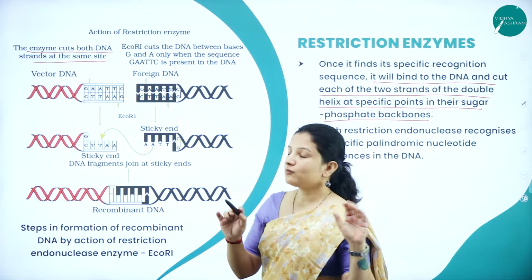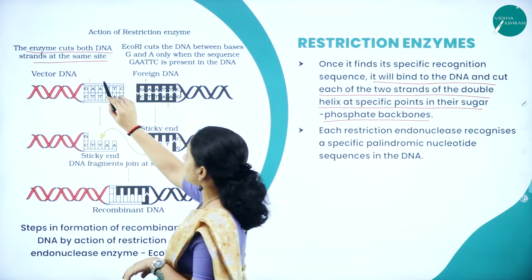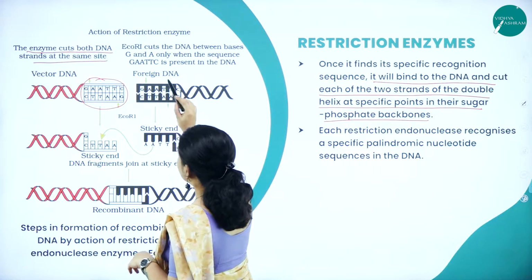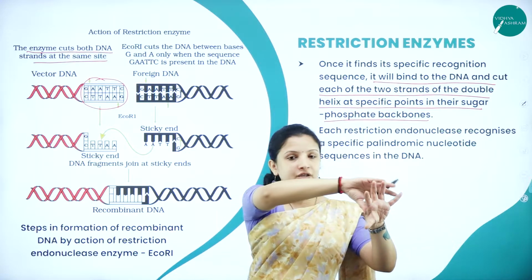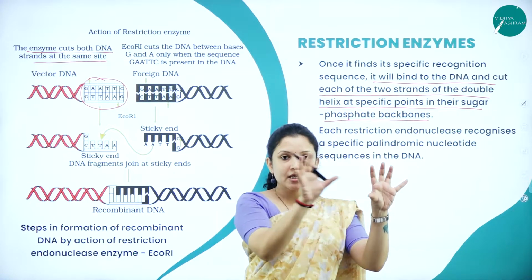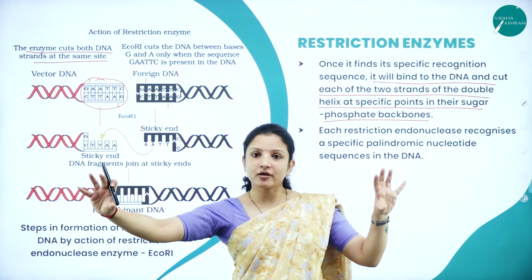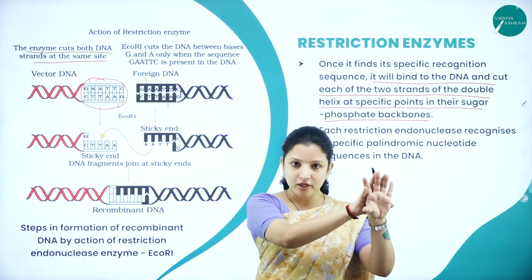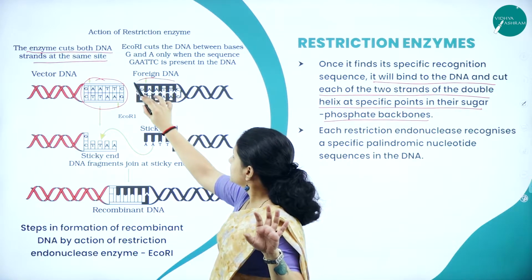To cut there, in the vector DNA also the restriction enzymes can cut the DNA strand, and in the foreign DNA the DNA strand also has to be cut. This is the foreign DNA, this is the vector DNA, and this is the organism into which you have to transfer the DNA. So the foreign DNA also you have to cut, right?